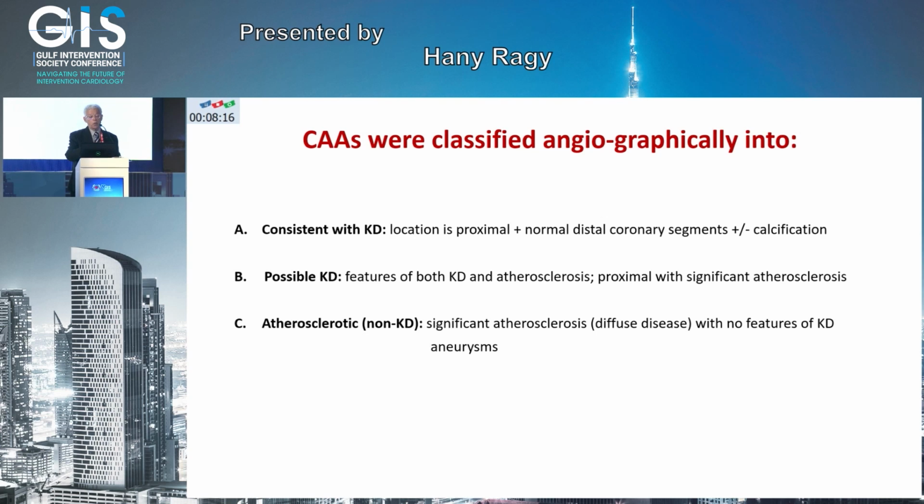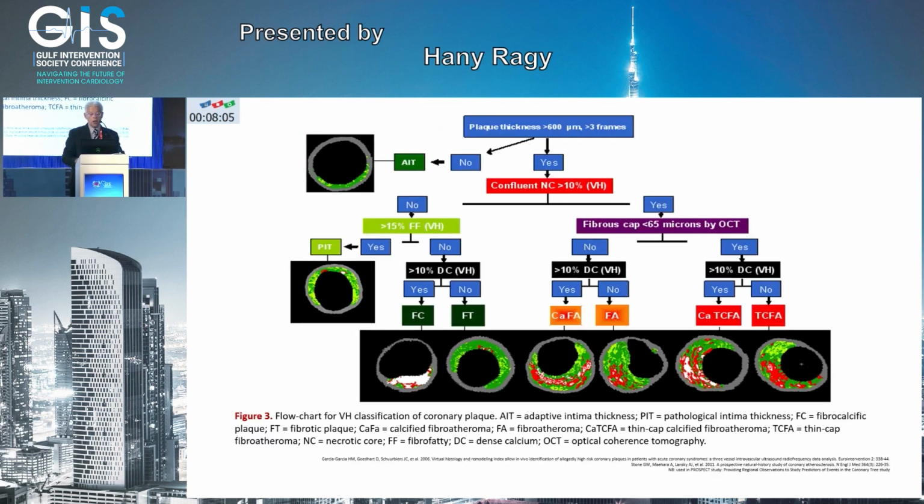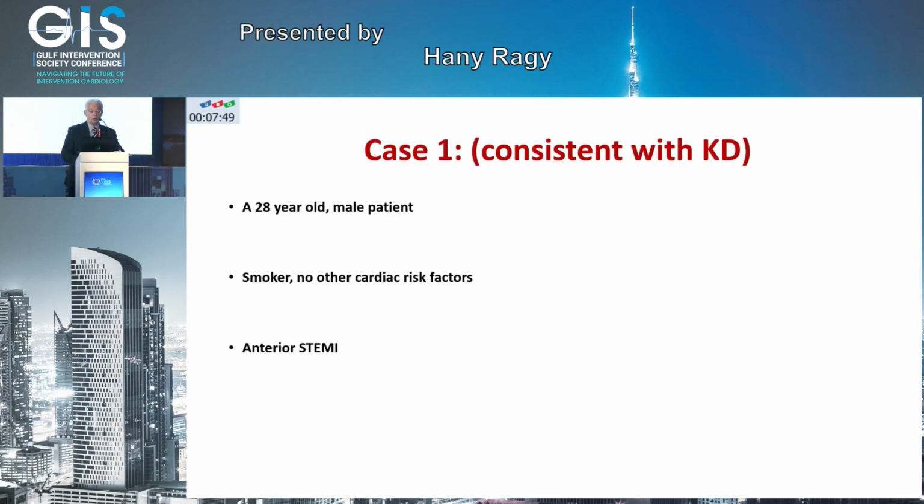They put a classification in this paper, consistent with Kawasaki, possible Kawasaki, or almost definitely not Kawasaki and atherosclerosis. For the sake of time, I'm not going to go through the details on the slide, but they used very intricate IVUS assessments of virtual histology to differentiate between Kawasaki etiology and atherosclerosis.